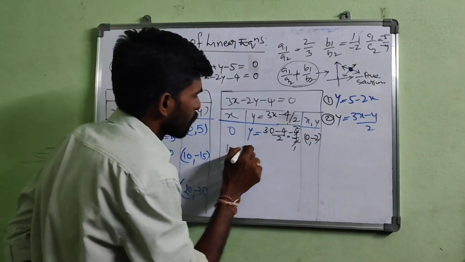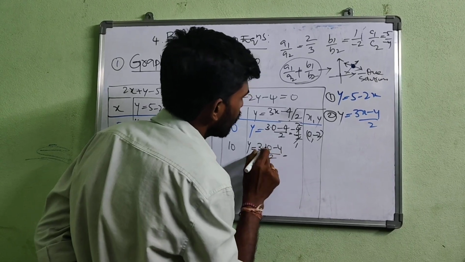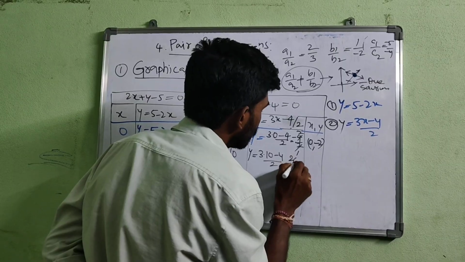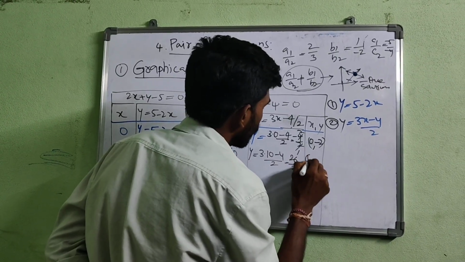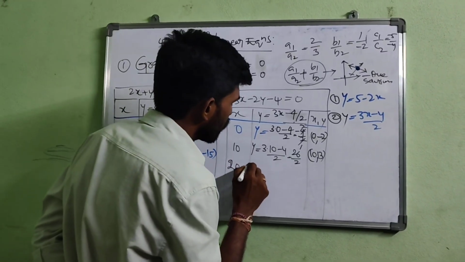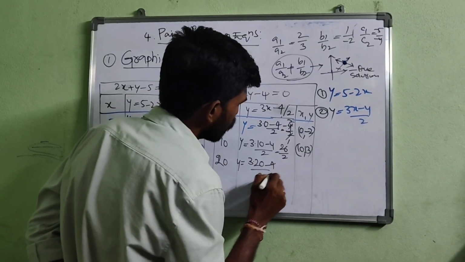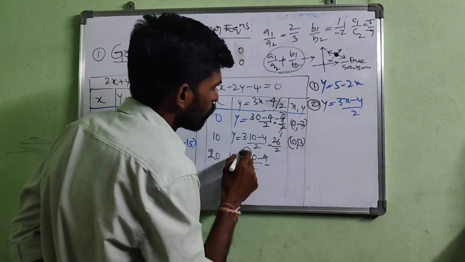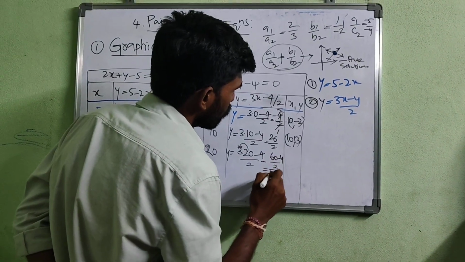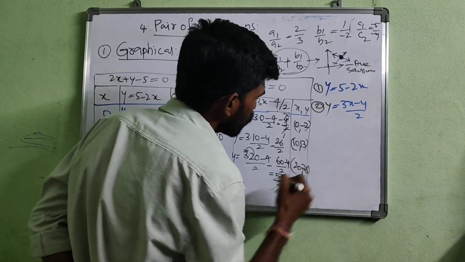Okay, next when we take 10, y is equal to 3 into 10 minus 4 by 2. 3 tens are 30, minus 4 is 26, by 2. How much is it? 13. So, 10 comma 13. If we take 20, what will be the y value? 3 into 20 minus 4 by 2. 3 20s are 60. That's why 60 minus 4 by 2. 56 by 2 is 28. If x is 20, y is 28.